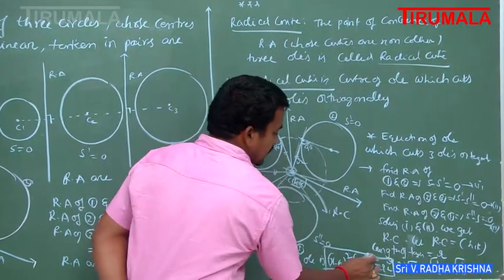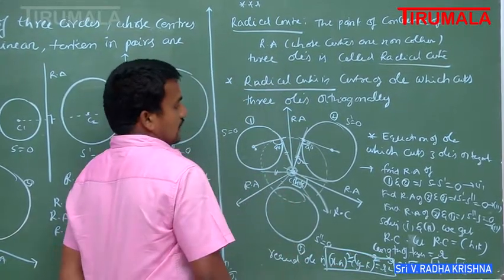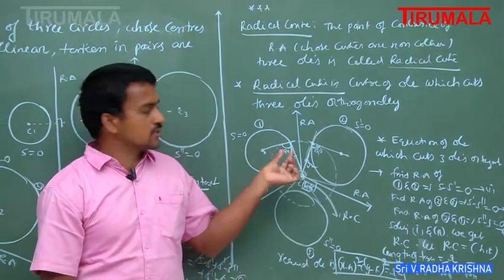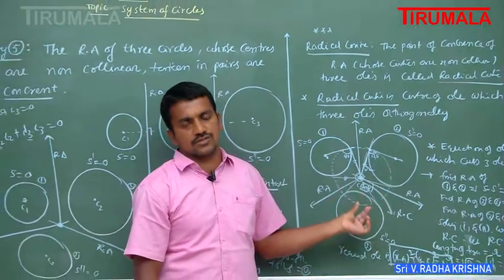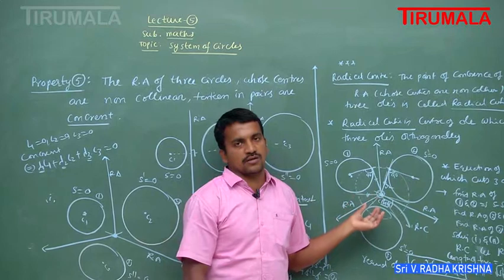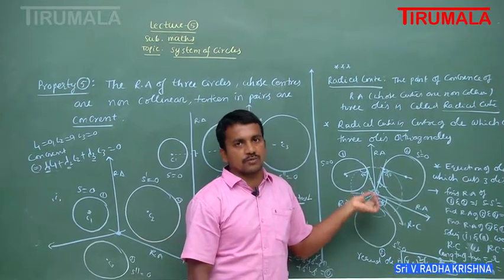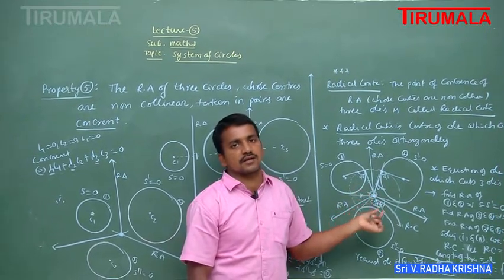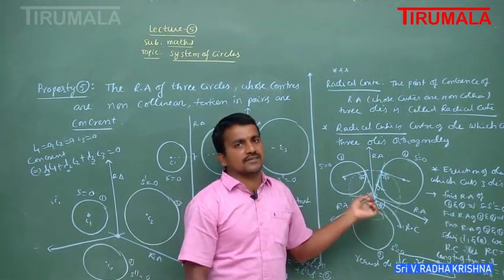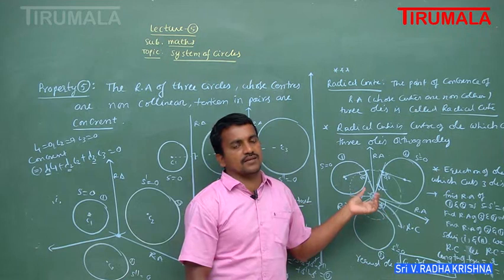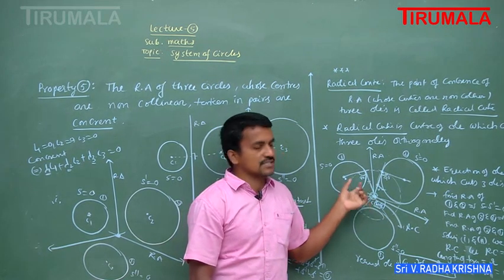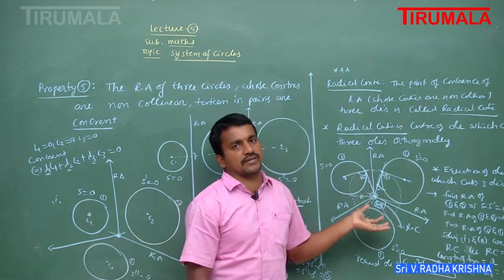This circle cuts the three circles orthogonally. So here, given three circles S equal to 0, S' equal to 0, S'' equal to 0, find the radical axes. Here three radical axes are possible and they are concurrent at a single point. The point of concurrence of the radical axes is called the radical center. From the radical center, we can find the length of the tangent to any circle. We get the radius of the circle, which is the circle that cuts all three circles orthogonally.